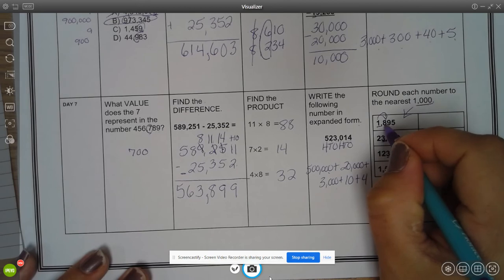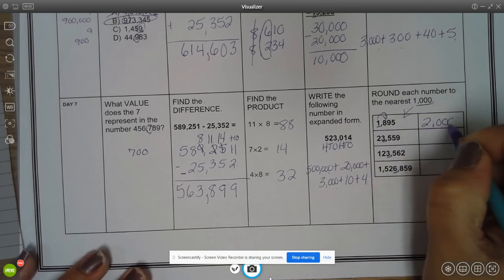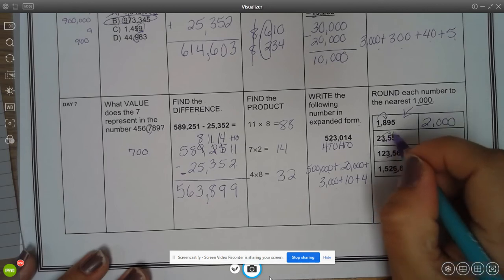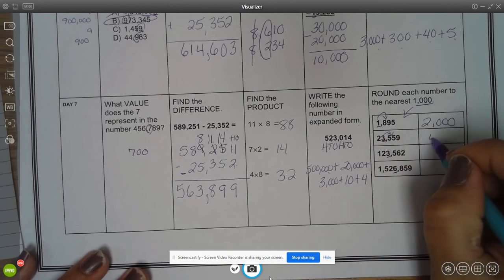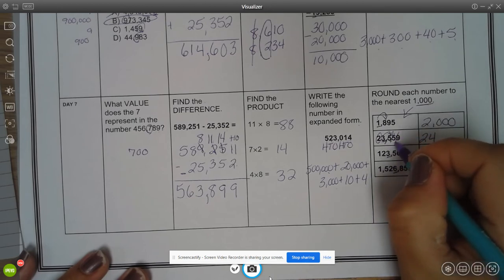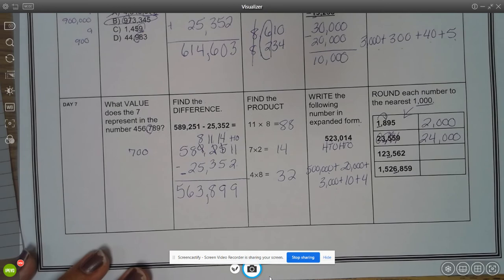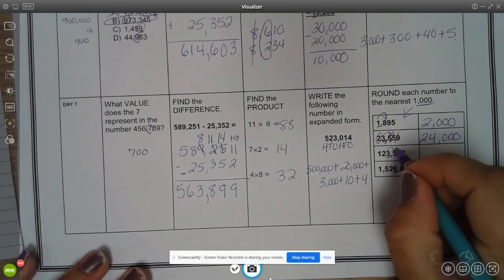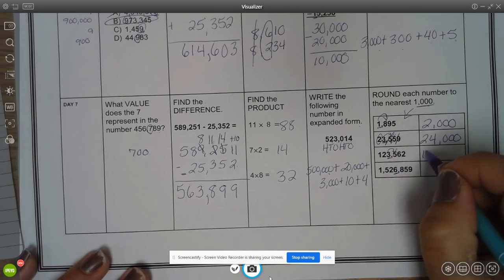8 is more than 5, so 8 tells 1 to become a 2, so this is 2,000. 5 or more next door tells me to raise this number, so 3 becomes a 4. Everything in front of that place value stays the same, and everything behind becomes a 0. So the nearest 1,000 is 24,000. Same thing here. 500 makes that more, so we're closer to 124,000 here.